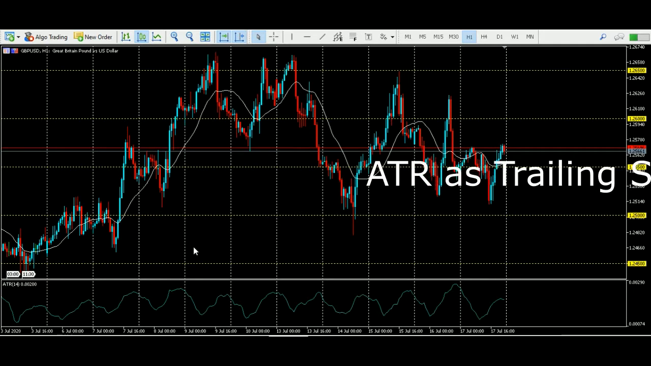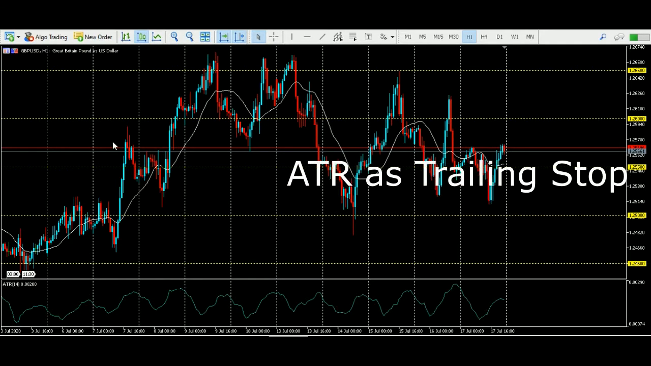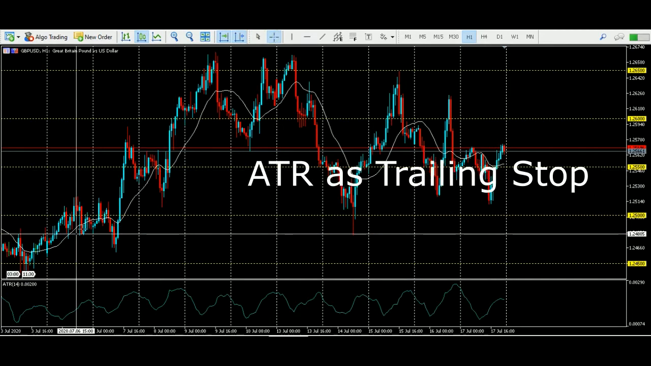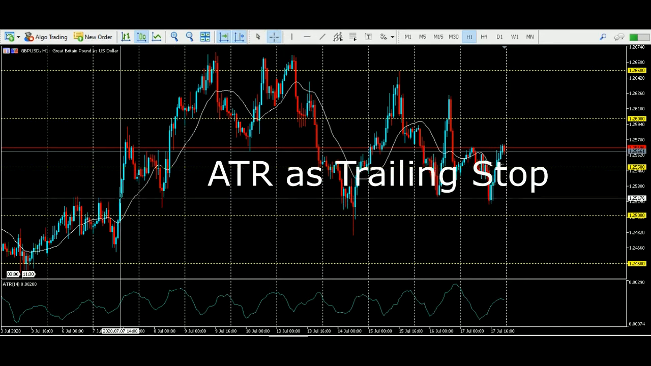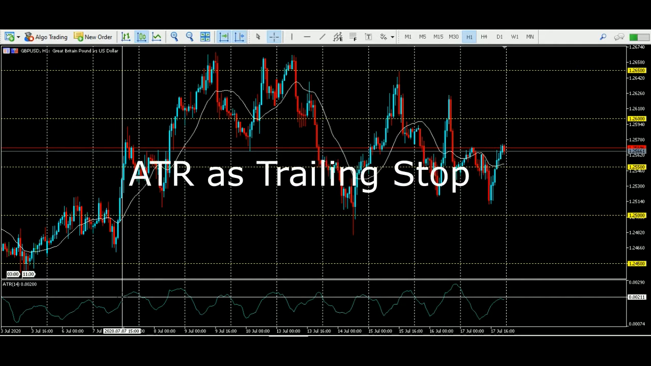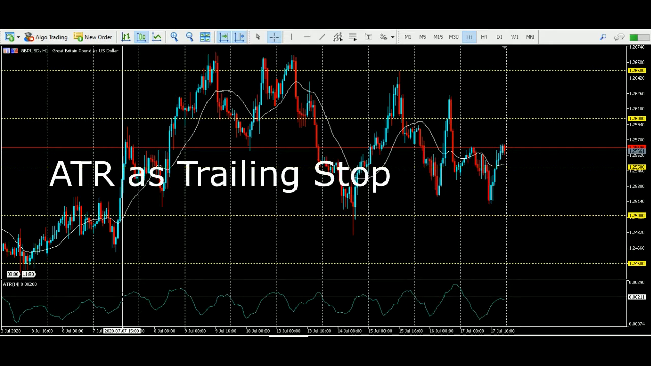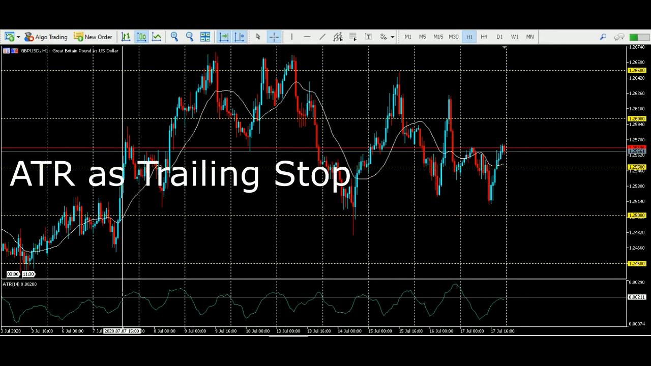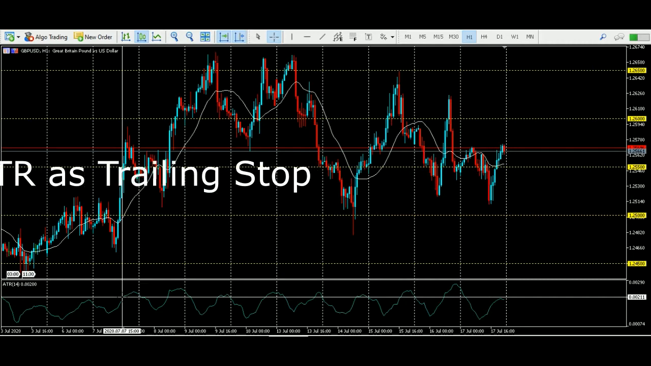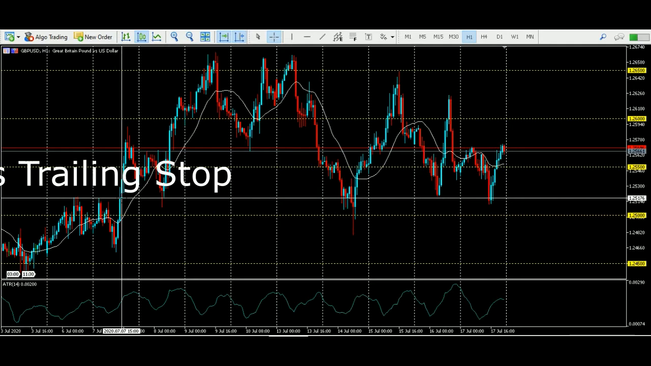Remember, our target is 25 pips, but our ATR, let's just look at our ATR reading at this point, at the point when we entered. So it was at this candle, it was about 21 pips, right? So what we're going to do is set a trailing stop at 21 pips. So when our position gets into profit by 21 pips, we'll start trailing our stop.